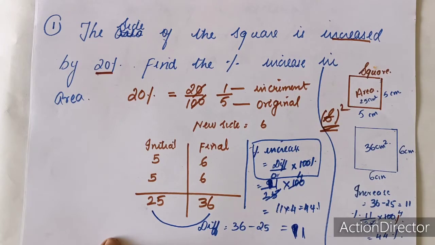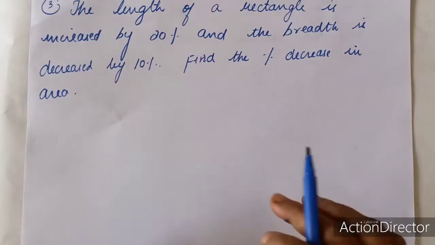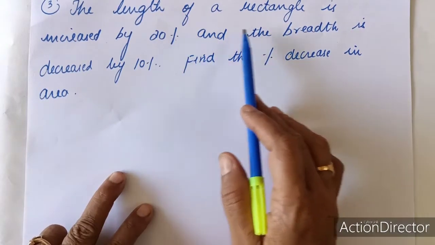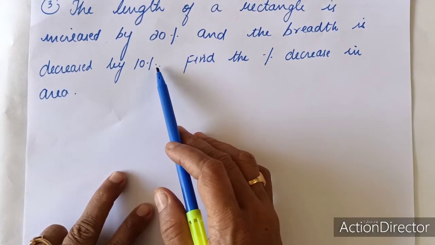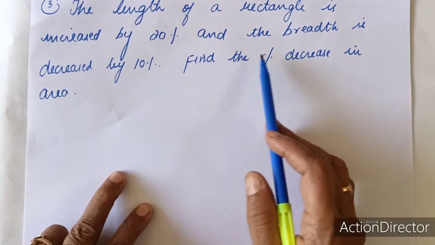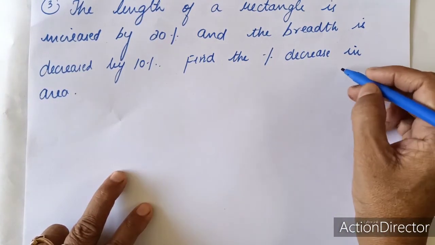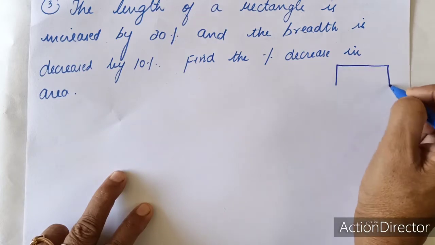So let me move on to the next question. The second question is, the length of a rectangle is increased by 20% and the breadth is decreased by 10%. Find the percentage decrease in area.